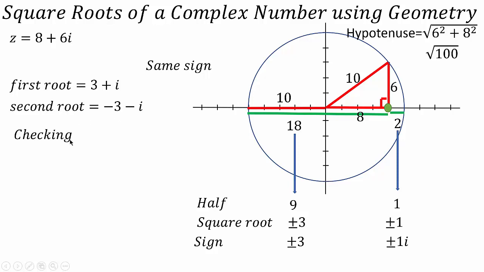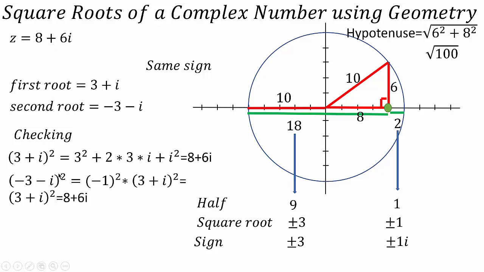So let's check whether it is correct or not. Let's find the square of 3 plus i, which will give a squared plus 2ab plus b squared, and that will give 8 plus 6i, which is our original number. And also let's check for minus 3 minus i whole squared. It will also give the same result, so it is correct.